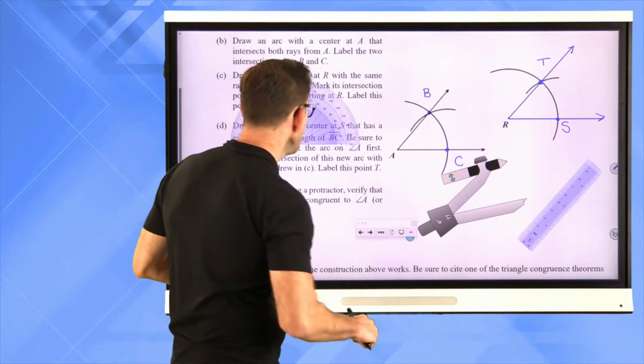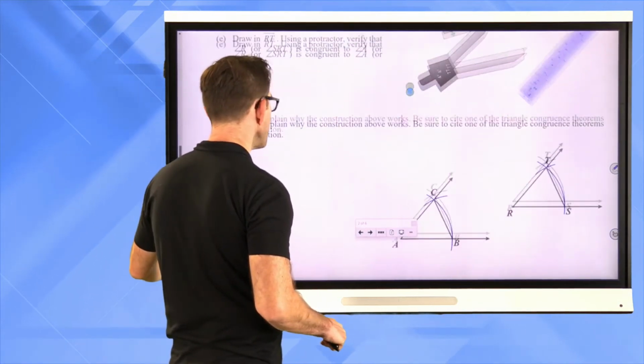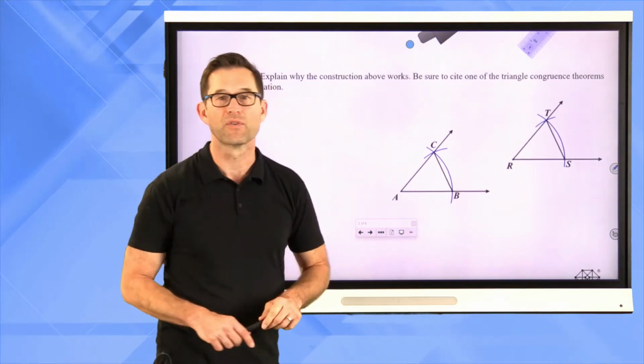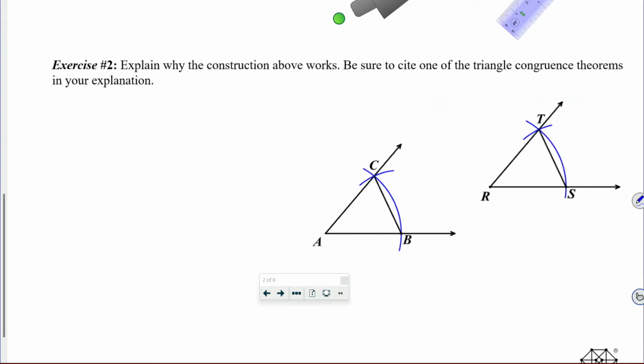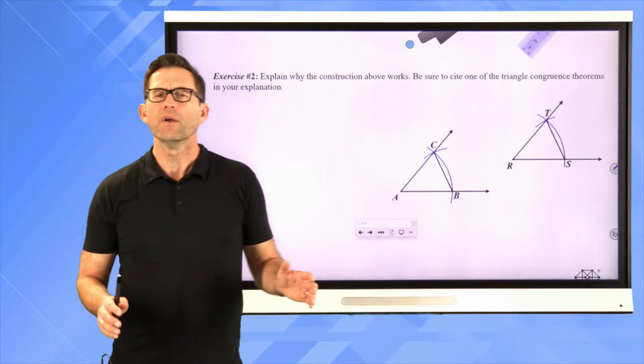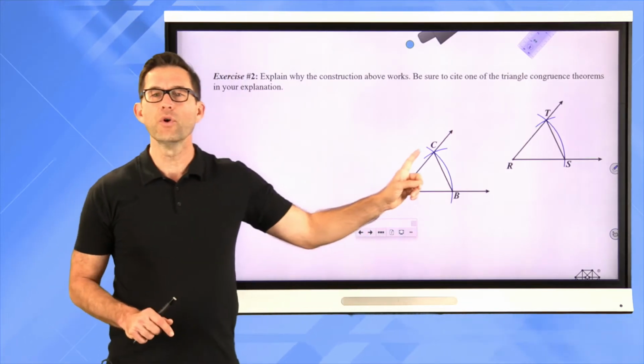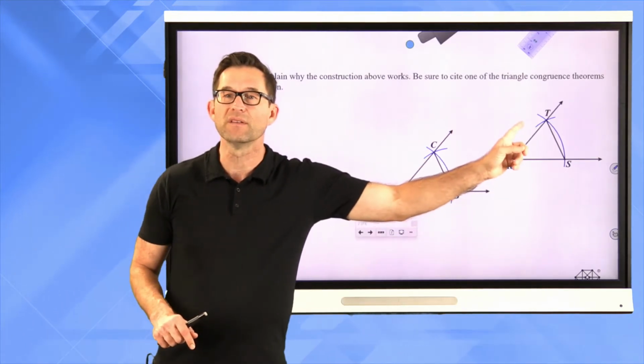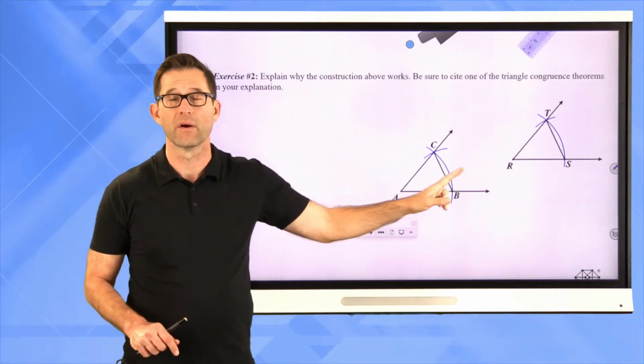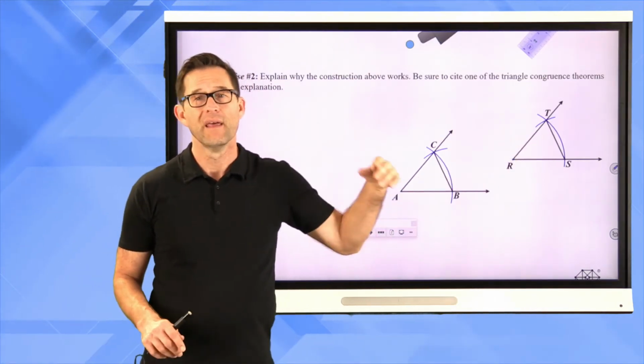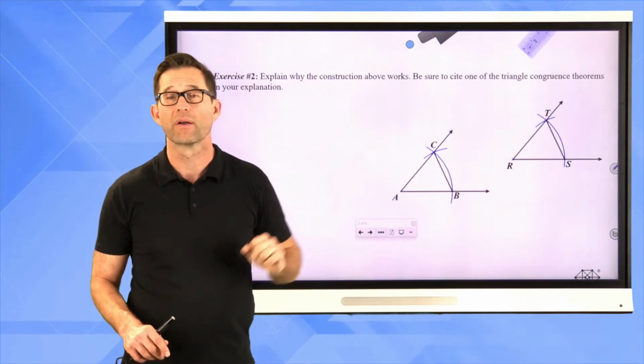Now, let's talk a little bit about why this construction works. Exercise number 2. Explain why the construction above works. Be sure to cite one of the triangle congruence theorems in your explanation. Okay, so let's take a look at what we did. Now, I drew in segment BC and segment TS so that we had a triangle here and a triangle here. If I hadn't, it'd be hard to really cite a triangle congruence theorem.